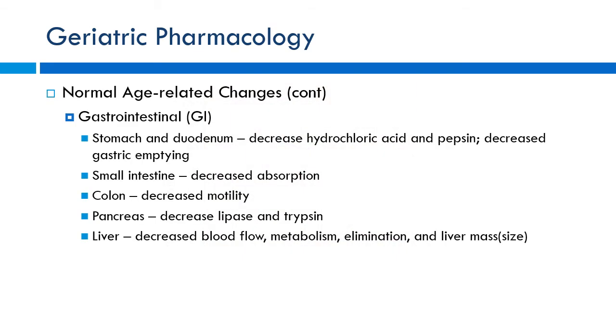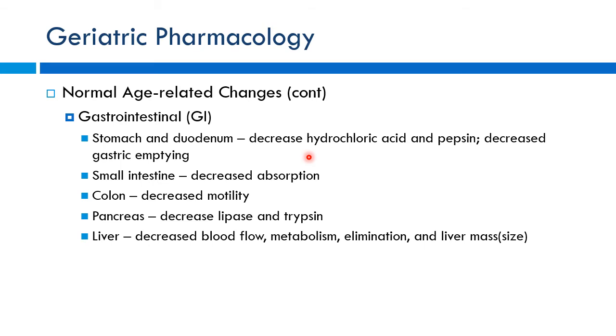Okay, so normal age-related changes, at least to the kinetics of things. Looking at the gastrointestinal tract, you may find decreased hydrochloric acid production, decreased pepsin production, but the one thing you may run into is decreased gastric emptying, right? So things may not be processing through the GI tract as quickly as they should, and that can delay absorption potentially. Typically, you're going to find drugs still get absorbed just as well as they would in a younger patient. It just may take longer for it to occur.